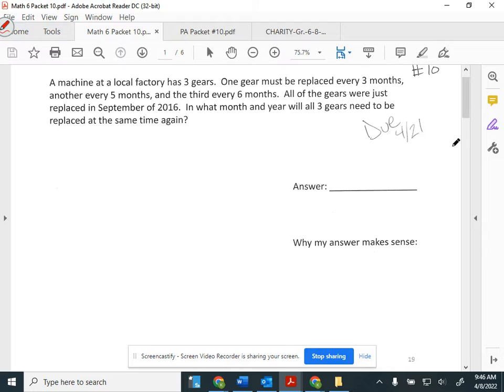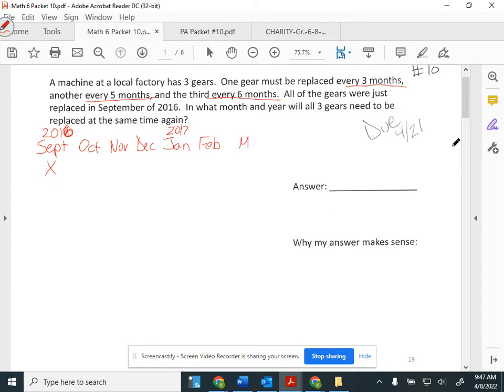So we have 3 different gears. One is every 3 months, one is every 5 months, and one is every 6 months. So yeah, if we start in September of 2019, and you're right, I see every 6 months there. So there's 1 gear that was replaced in September, and then October, November, December, January. Oh, sorry, that was 2016, not 2019. So this is 2017.